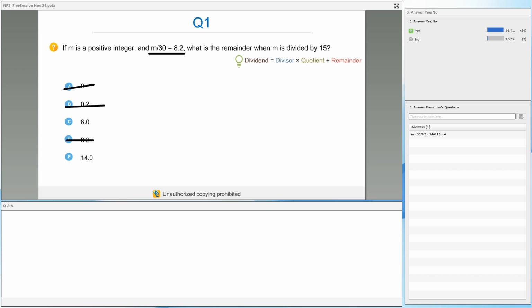Now one way is, as Sandeep has written, you can write M as 30 into 8.2 and find out the value. Do the full multiplication and then divide by 15. That is one way of doing it. However, I don't want to do the whole calculation, so I'm just using my conceptual knowledge. I just told you that this 0.2 is because of the remainder, right? So if I split 8.2 and write it as 8 plus 0.2, can I write 30 into 8.2 like this?